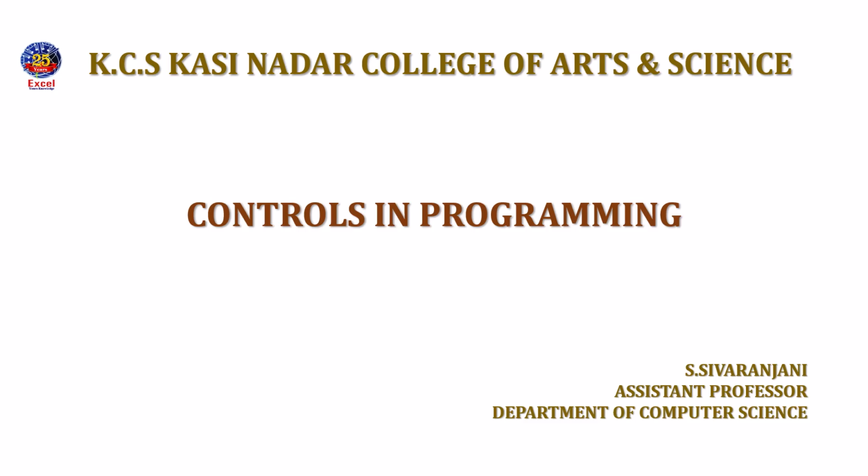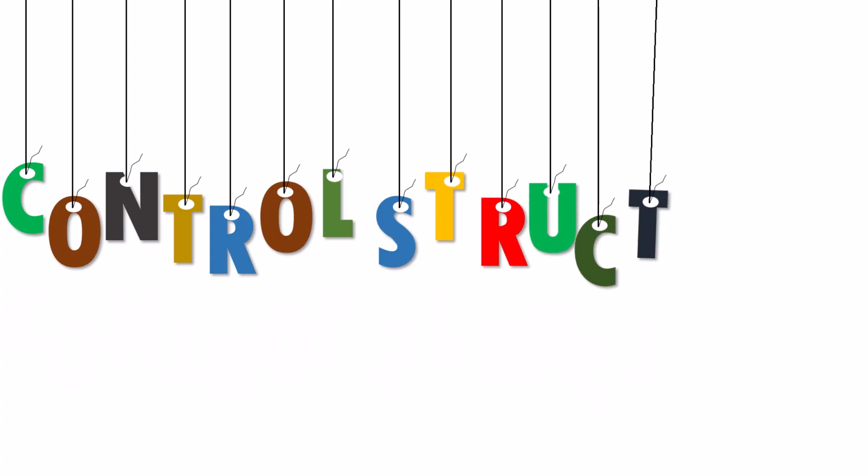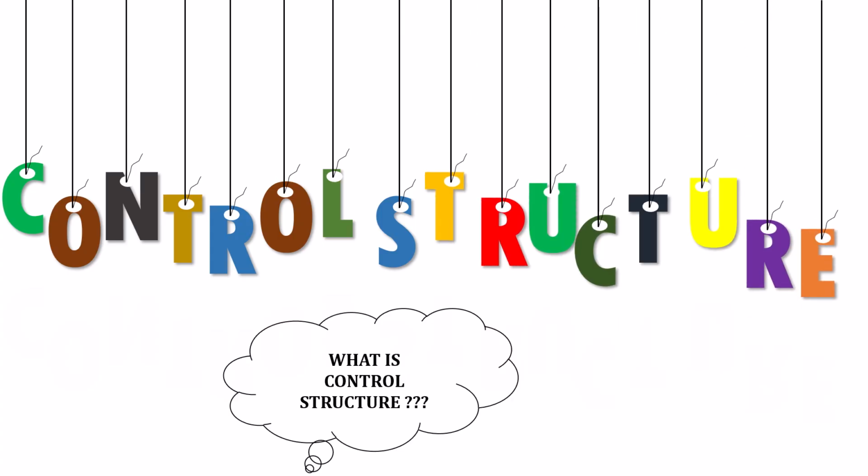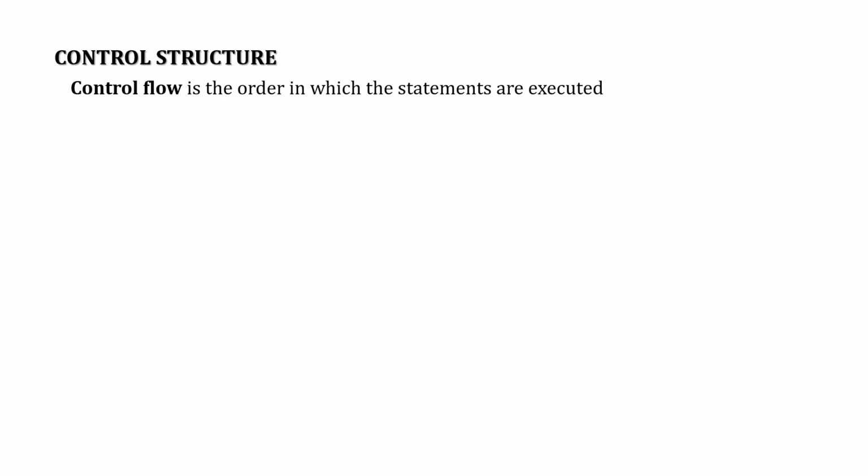So let's get into today's topic. Today's topic is control structure. So what is generally a control structure? Before getting into this topic, we have to see two things. The first one is control flow. What is control flow? Control flow is the order in which the statements are executed.